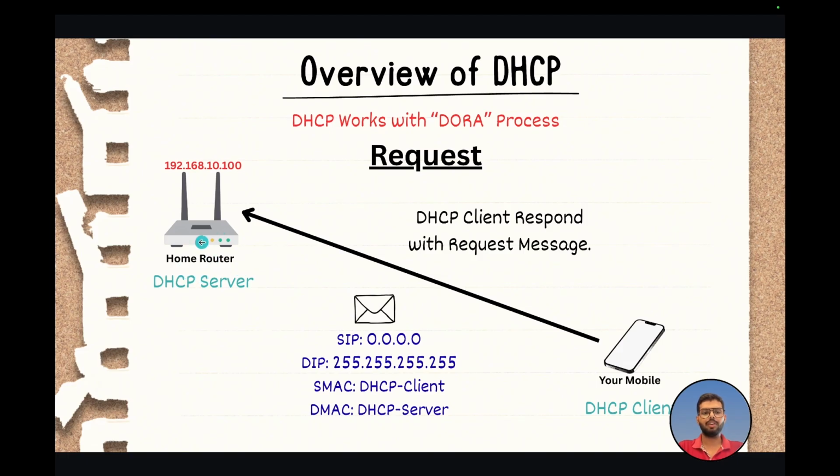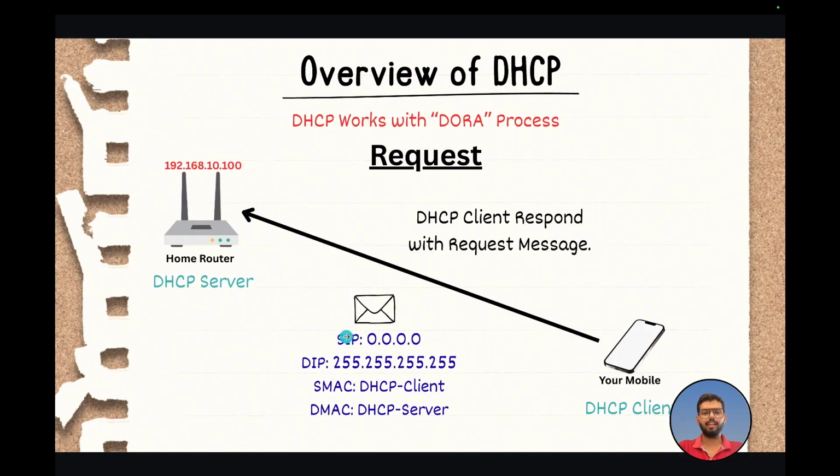It needs an acknowledgement by the server so that it can use that IP address. So that's why this packet header will also include source IP as all zeros and destination IP as all ones, which is broadcast. Now source MAC and destination MAC will be client and server. So that's how the request packet header will look like.